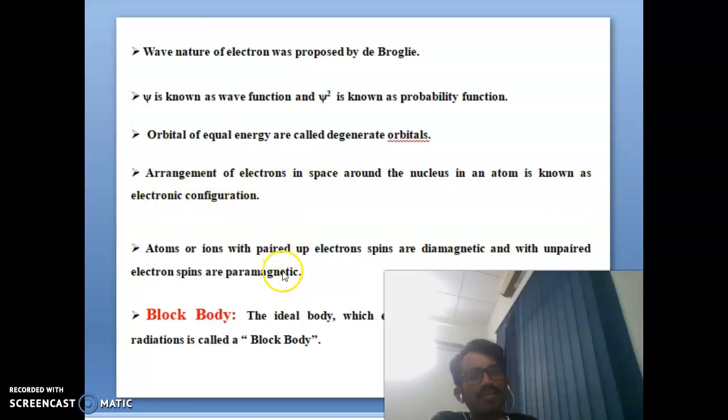Atoms or ions in which the electron spins are paired are diamagnetic; with unpaired electrons, it is called paramagnetic. How will you describe either paramagnetic or diamagnetic? Diamagnetic means the ions have paired electron spins, that is called diamagnetic. Unpaired electron spins are called paramagnetic.